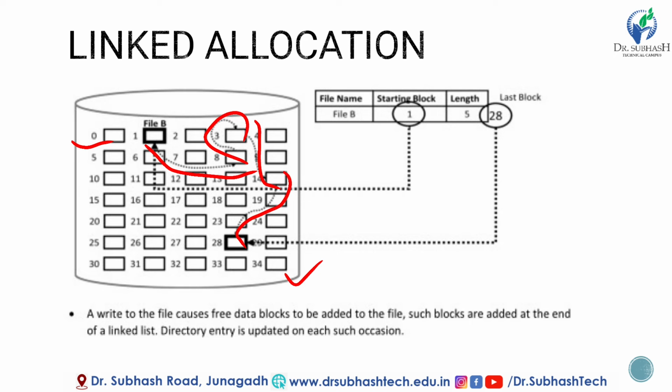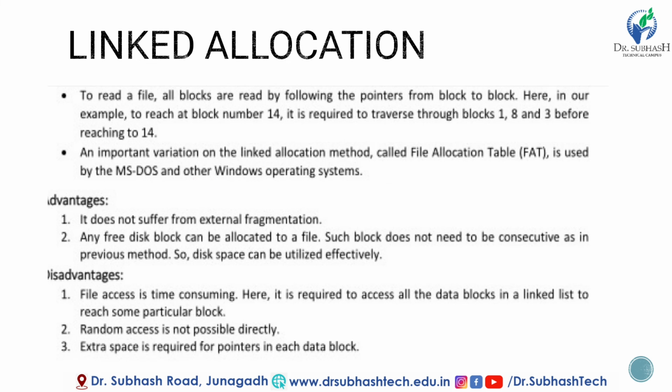A write to the file causes free data blocks to be added to the file. Such blocks are added at the end of the linked list. So the limitation in continuous allocation, that we could not extend the file, we can remove here, and we can extend the file. Is that right? To read a file, all blocks are read by following the pointers from block to block. The pointer follows the next block, and that way we can read the file.